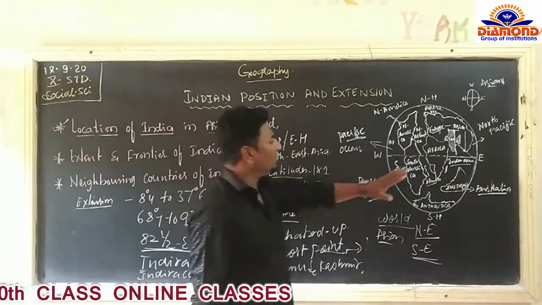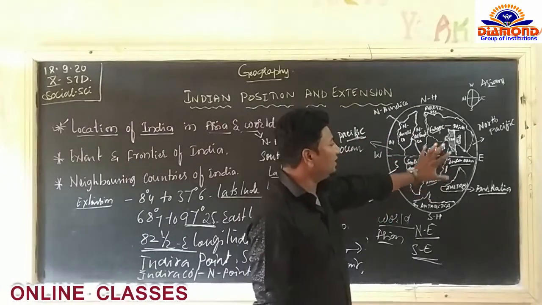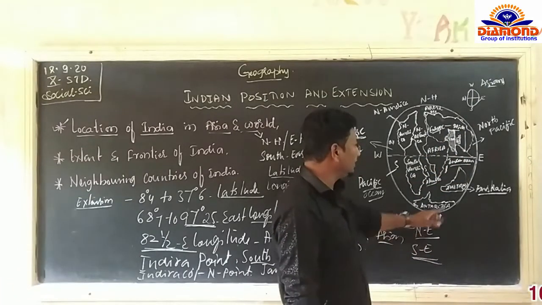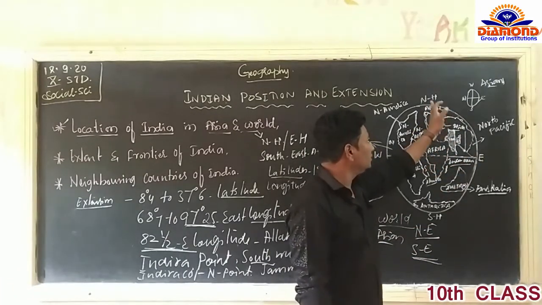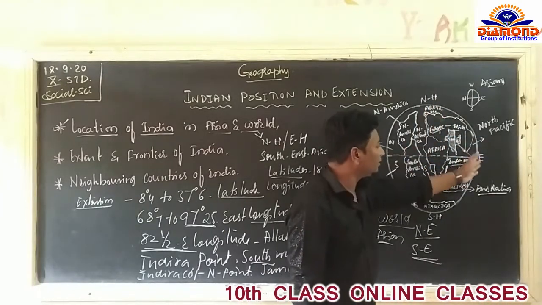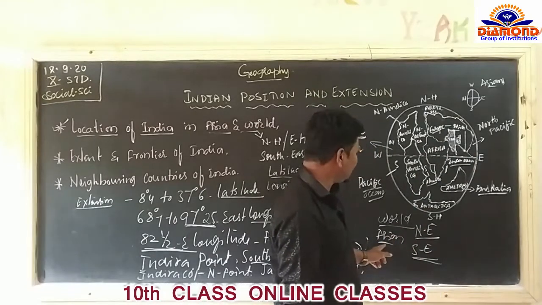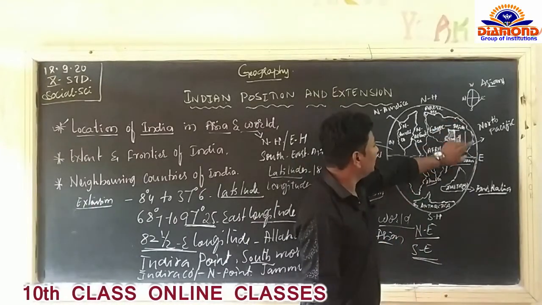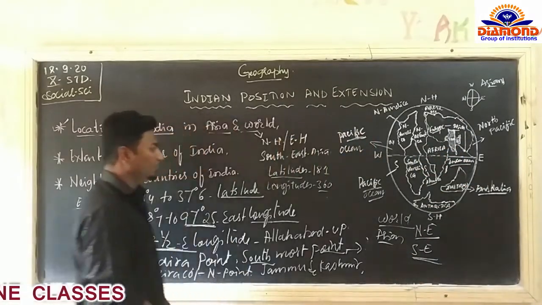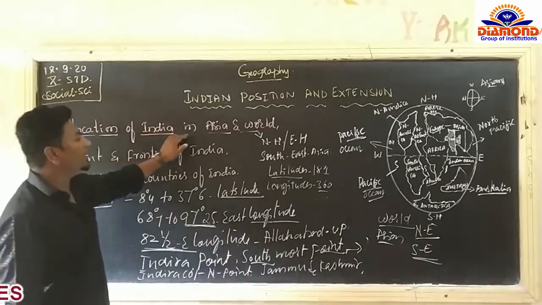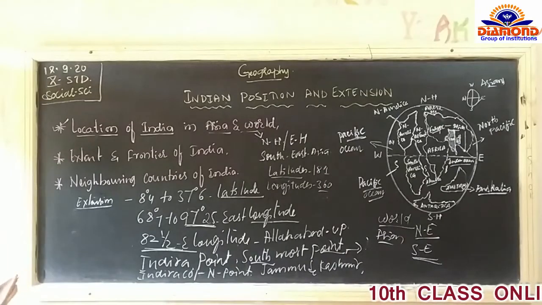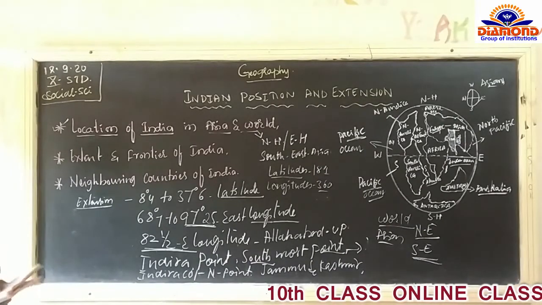So completely in the world, we stand at this position. North is the north, and this is the east. So India's position is on the northern eastern side, in the north hemisphere. But when you come to Asia, we are down in the southeastern side. So this is the location of India in Asia and in the world.